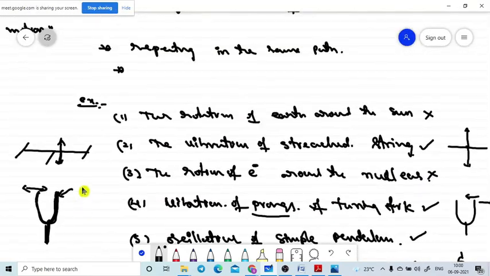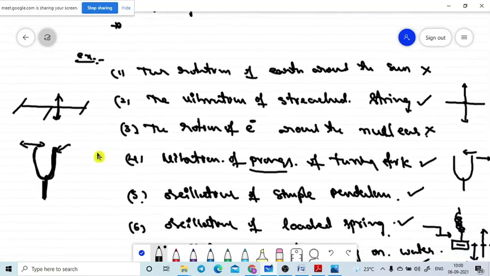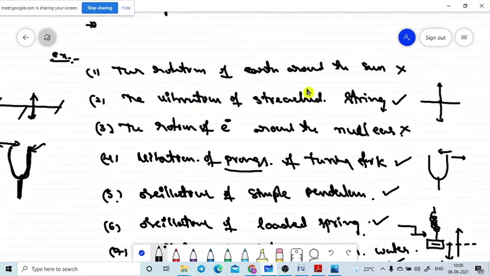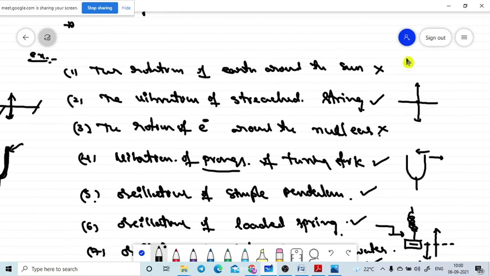Let me check this. The rotation of the earth around the sun, is it a simple harmonic motion? No, sir. It is not in a straight line, so it is not. Let me take this one. I am taking SHM, so let me take another color. SHM we are checking. So it is not a simple harmonic motion.